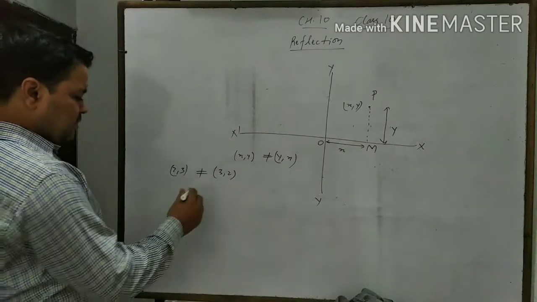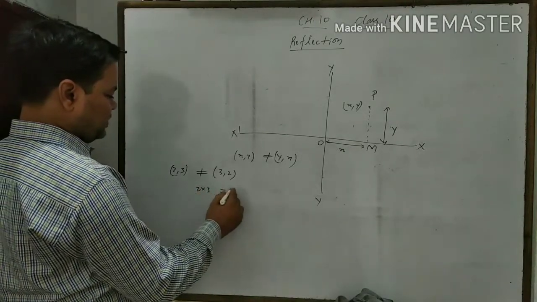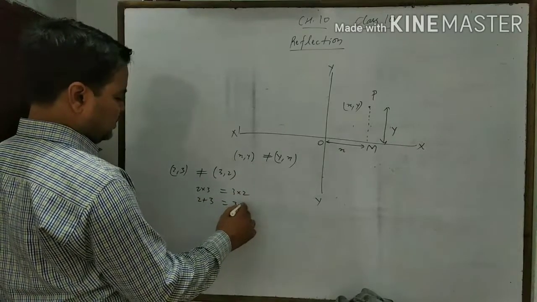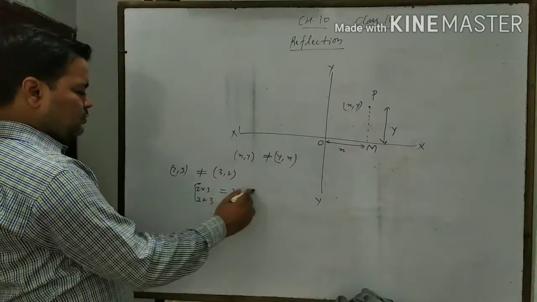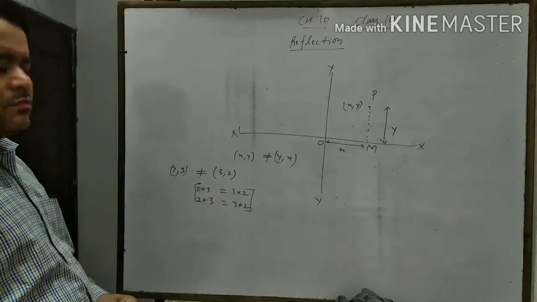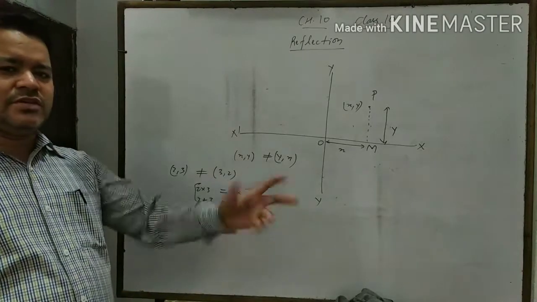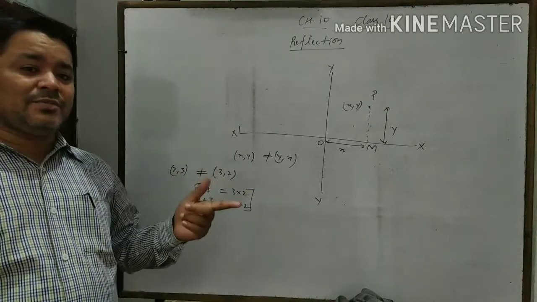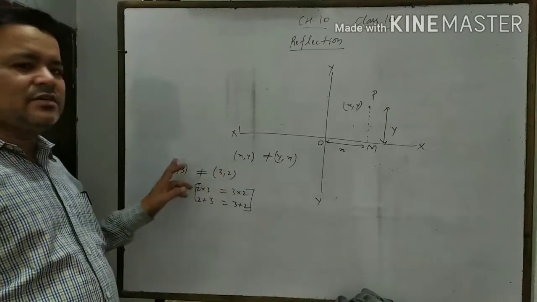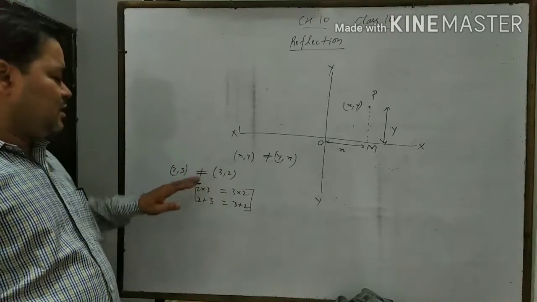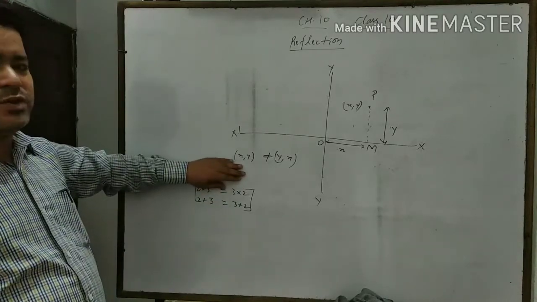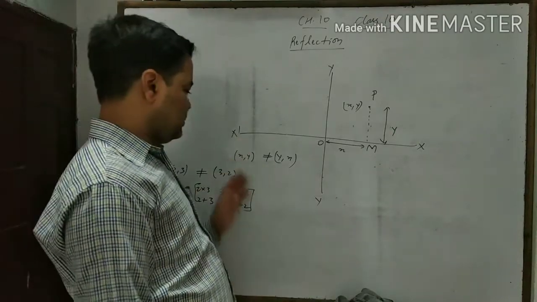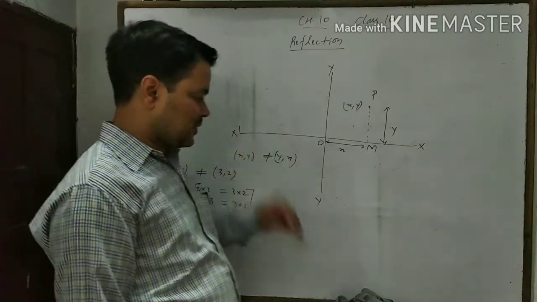Now, just like 2 and 3, we can write 3 and 2. 2 plus 3, we can write 3 plus 2. Here we can change the position, but in the case of an ordered pair, we cannot change the position. This is the unique thing, and this is also unique. I will explain it next in the Saturday class, how it is.